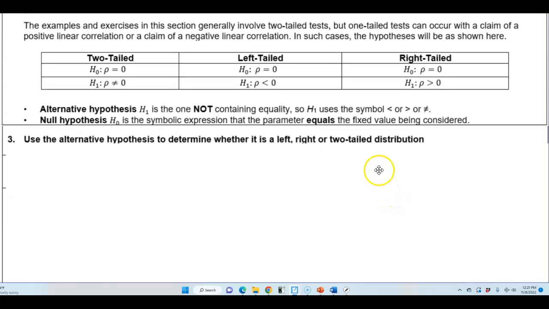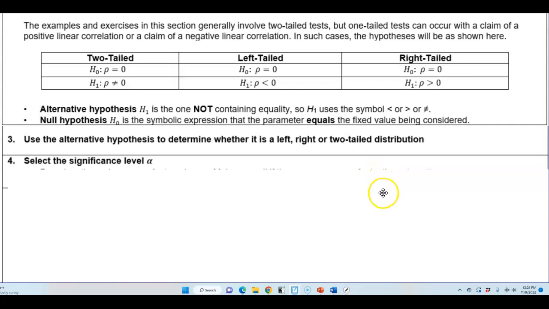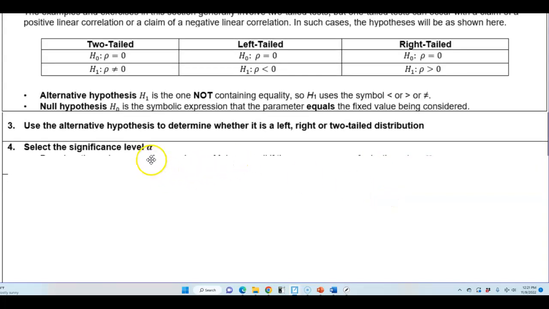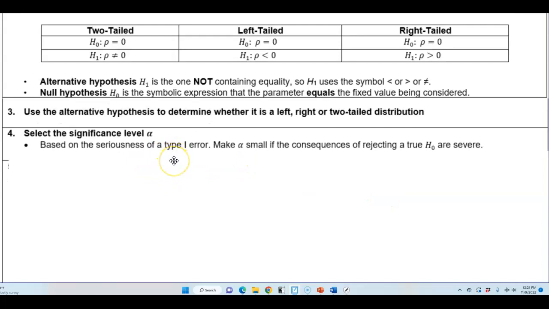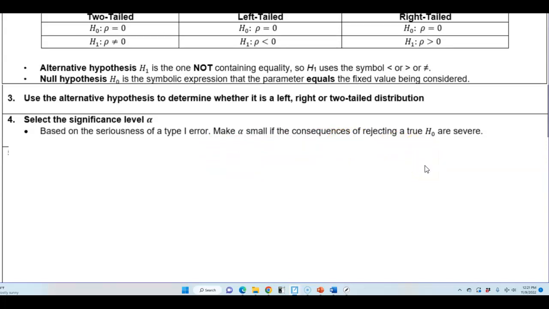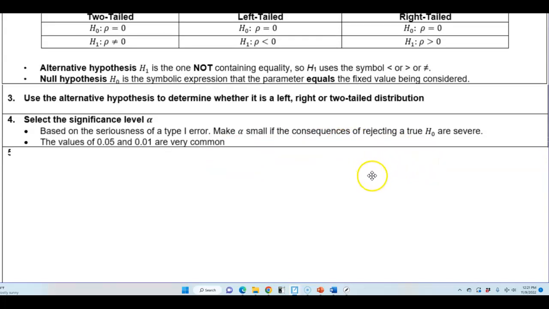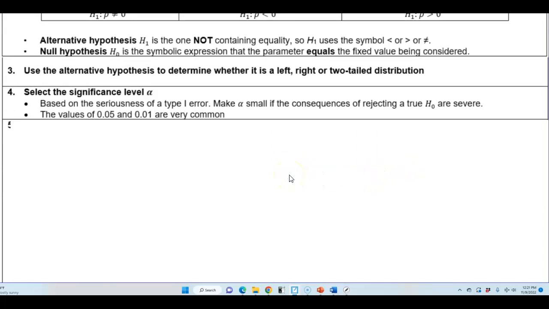Number 3, you're going to use the alternative hypothesis to determine whether it is a left, right, or two-tailed distribution. Number 4, you're going to select the significance level alpha. Now, based on the seriousness of a type 1 error, make alpha small if the consequences of rejecting a true null hypothesis are severe. The values of 0.05 and 0.01 are very common.